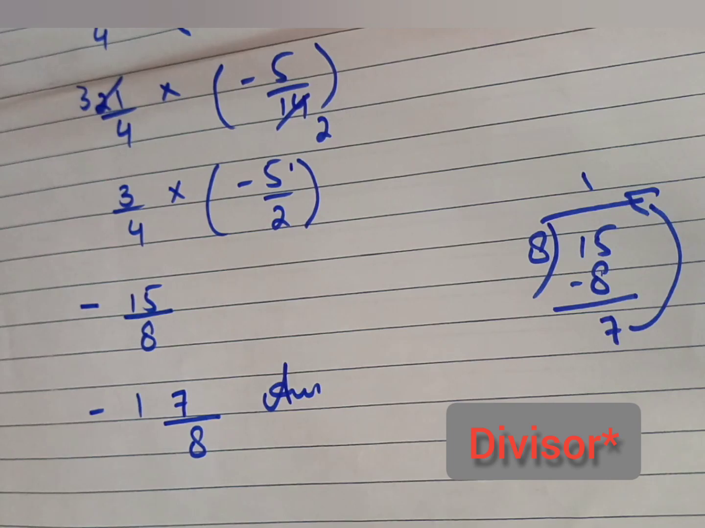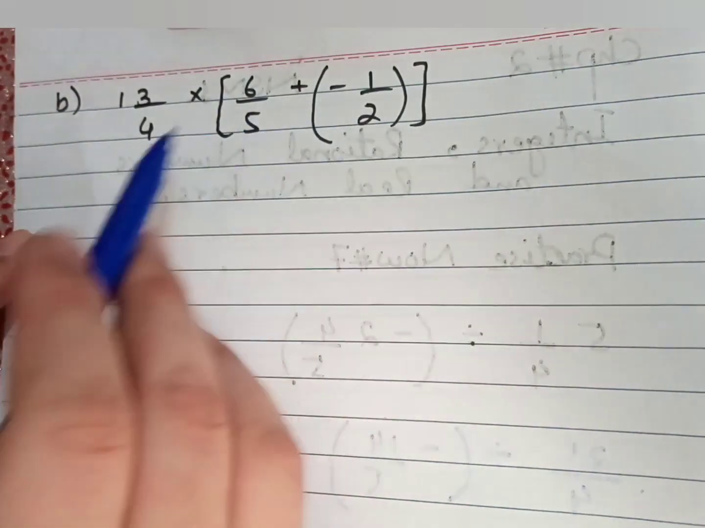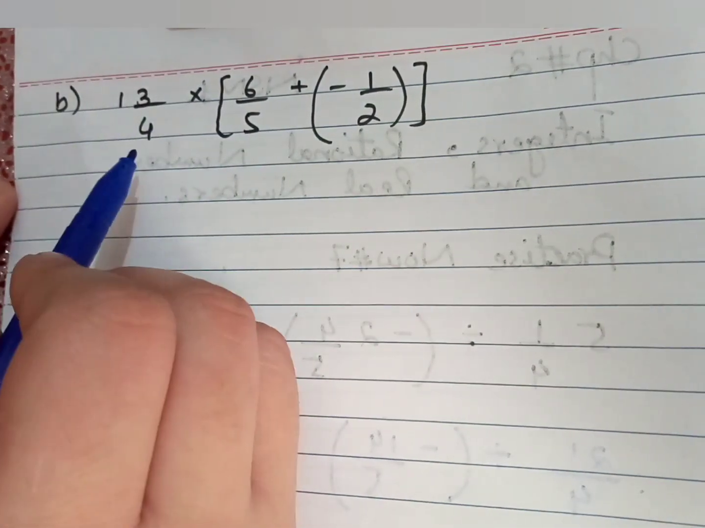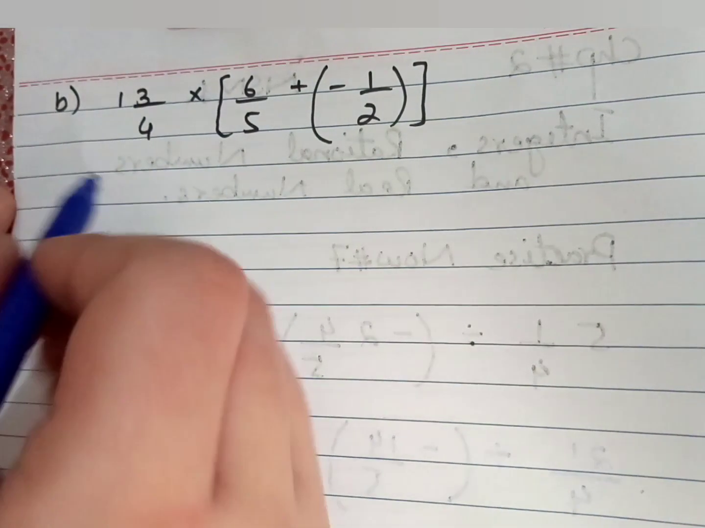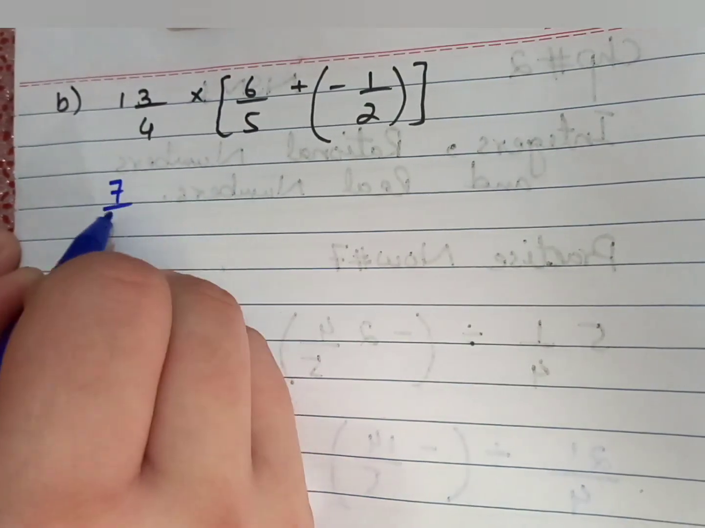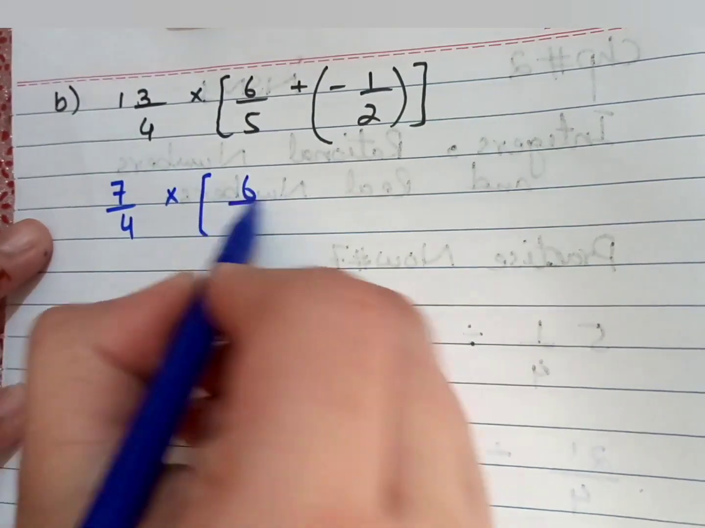Now we'll move towards part B. Now students, we have part B of practice now 7. Again we have this type of question. First we will solve the mixed fractions. 4 1s are 4 plus 3, 7. 7 by 4 multiplied by 6 by 5.